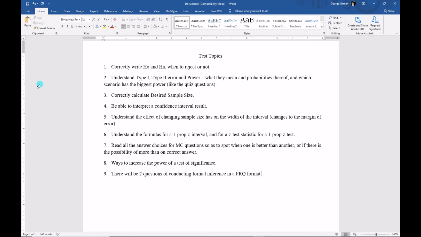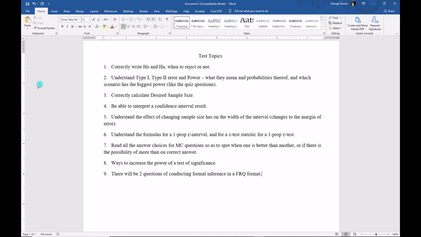Power and that sort of thing. Understand type 1 error, type 2 error, and power, what they mean. Type 1 error is to reject HO when it's true. Power is the probability of rejecting a false null hypothesis, all that kind of thing.